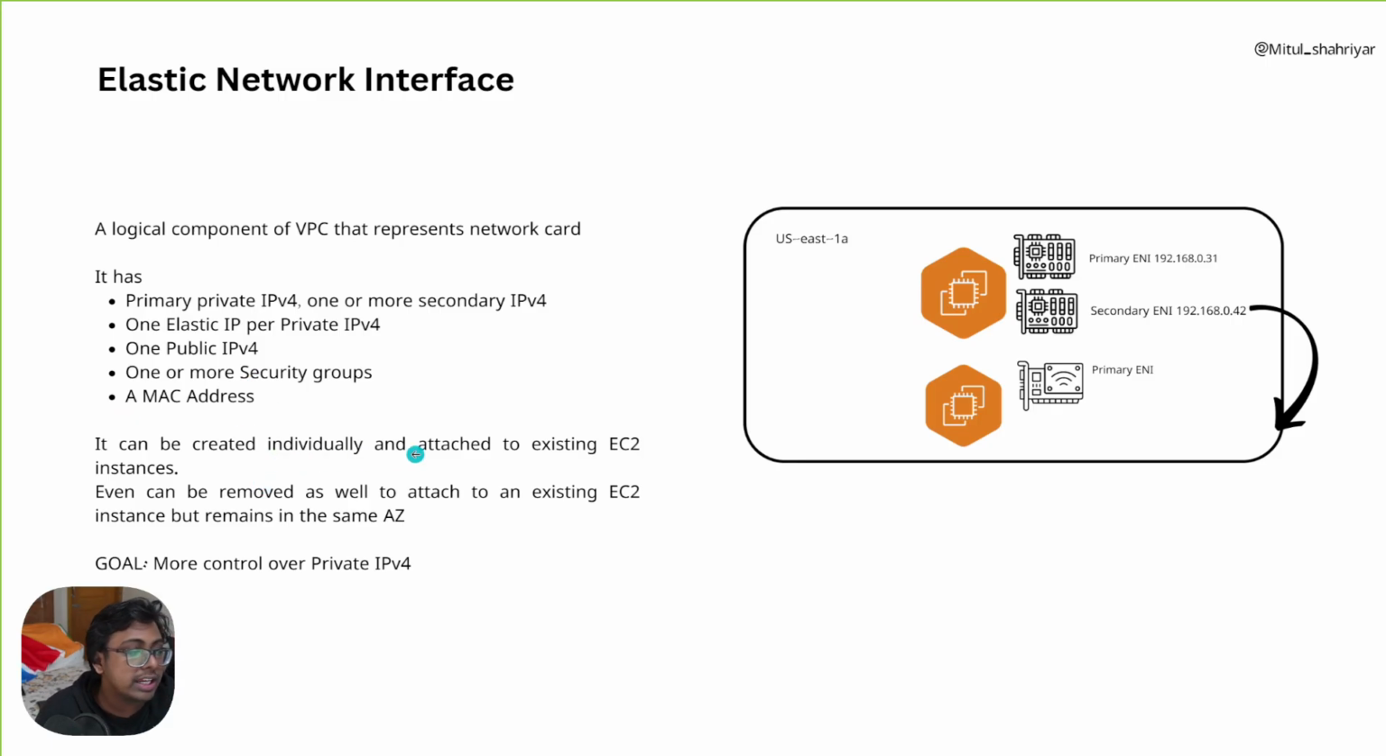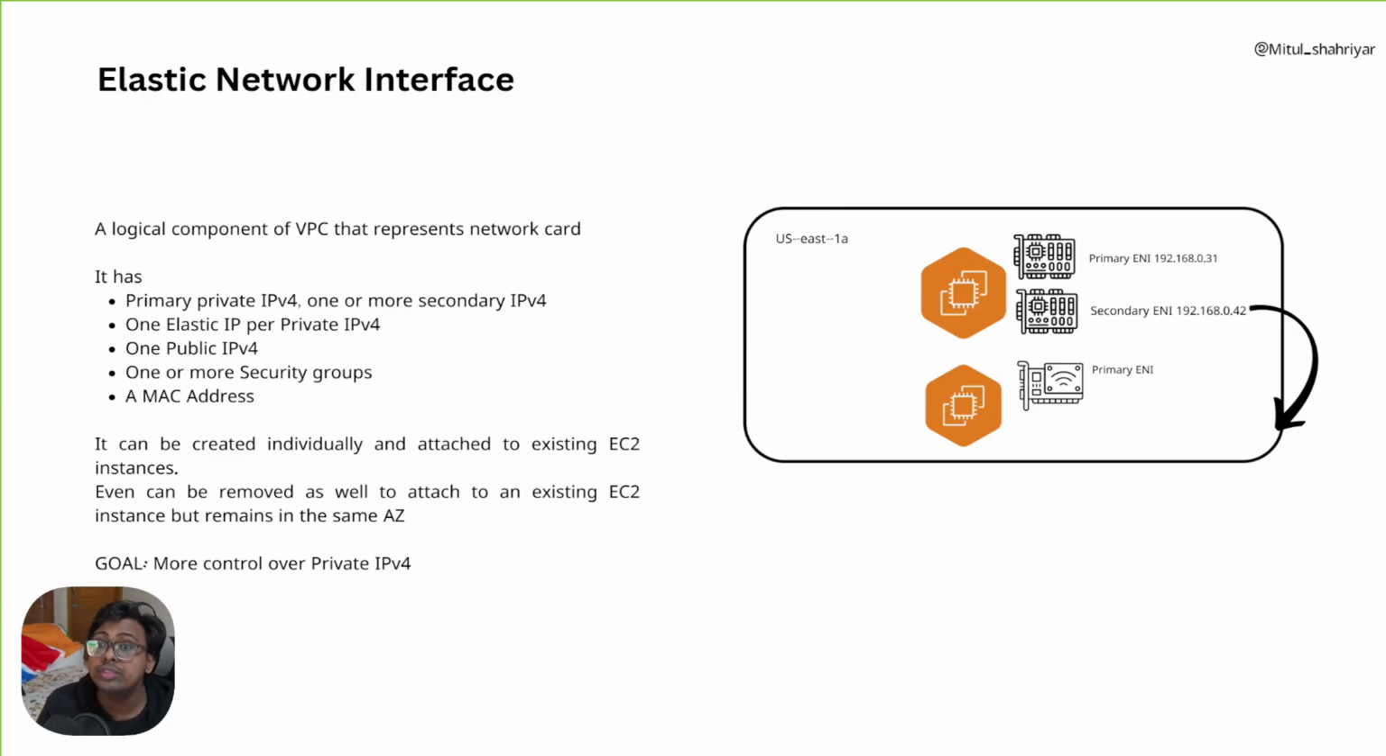It can be created individually and attached to an existing EC2 instance. That means when the EC2 instance was created, as you have seen in the demo, we didn't create an ENI. This ENI was created by default, but we can also create an ENI. Even the ENI we have created, we can attach it to any EC2 instance.